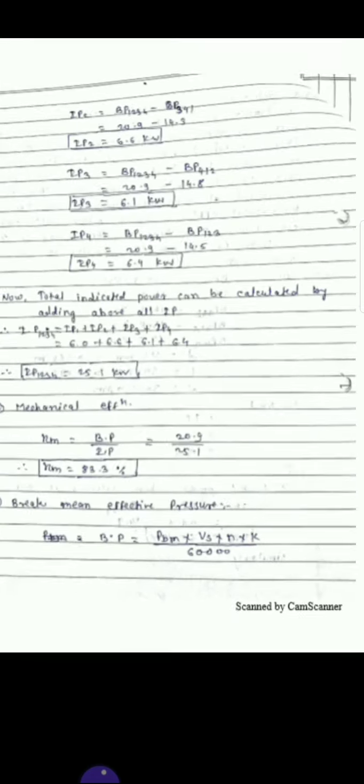Now Vs is nothing but the swept volume, which we can find out by pi by 4 d square into L. Small n is nothing but the number of power strokes. The speed is given, so we can easily find out this small n, and K means nothing but the number of cylinders, which are 4. So we just have to put those values and solve.